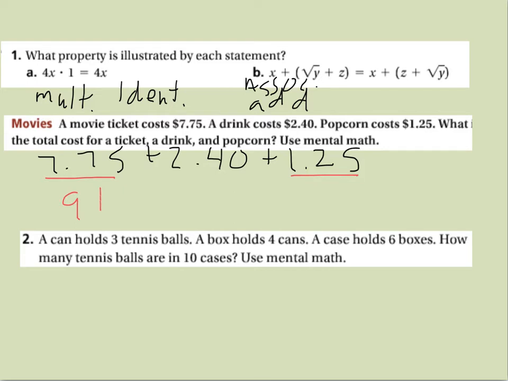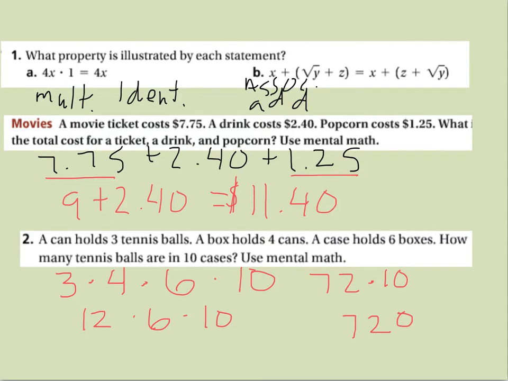So now I have 9 plus 2.40. Now I can add 9 plus 2 is going to give me 11, so I know it'll cost $11.40. You should pause this and try to do this next mental math by yourself.